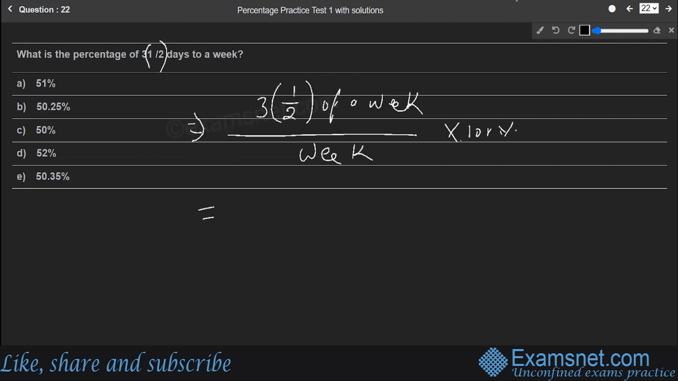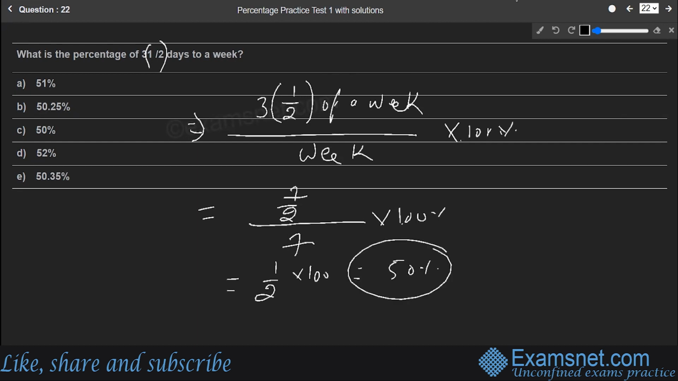If we do it like that, 3 1 by 2 days is clearly going to be 3 into 2, 6 plus 1, 7 by 2 days. Divided by a week only. The week itself is of 7 days. So it's going to be 7 by 2 divided by 7 into 100%. If we cut this, it comes out to be 1 by 2 of 100, which is nothing but 50%. So 3 1 by 2 days of a week is exactly 50% of the week, and that is where it is available. It is available in option number C. So it becomes the right answer.